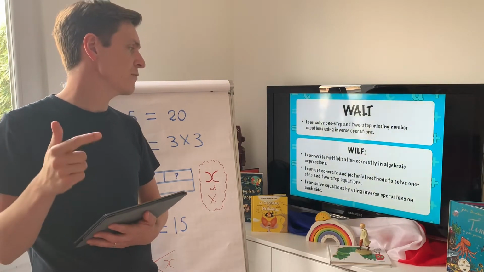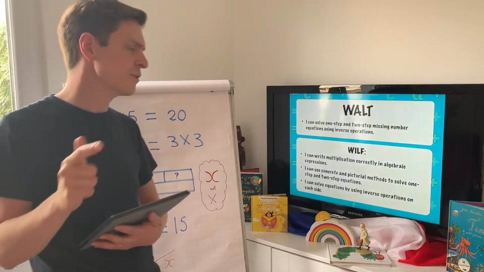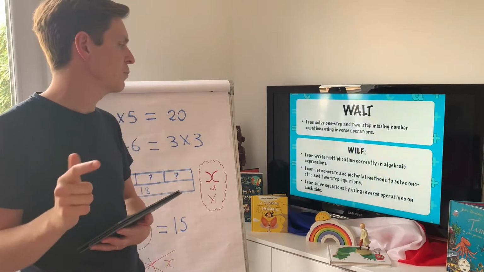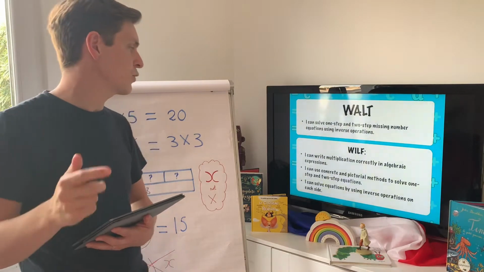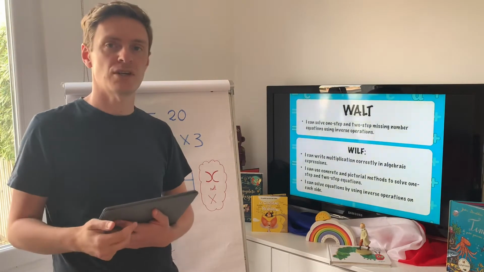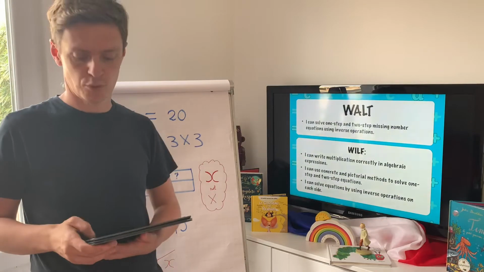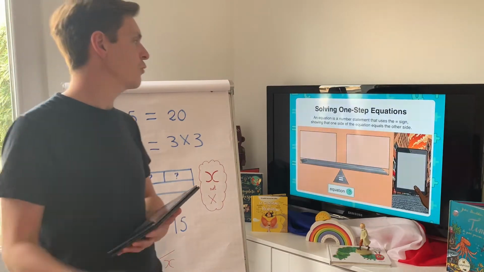We'll use concrete and pictorial methods to solve one-step and two-step equations. We're going to look at how bar models might be able to help us a little bit as well. And we can solve equations by using inverse operations on each side, particularly the inverse, which is very important to this lesson. So, solving one-step equations.